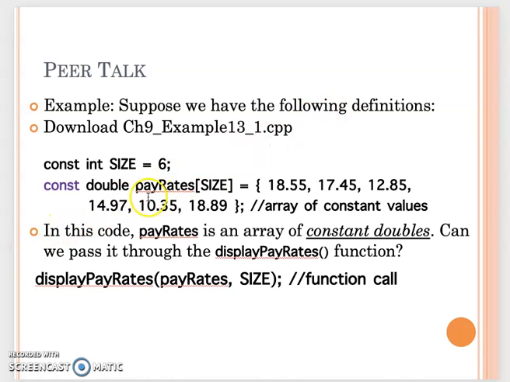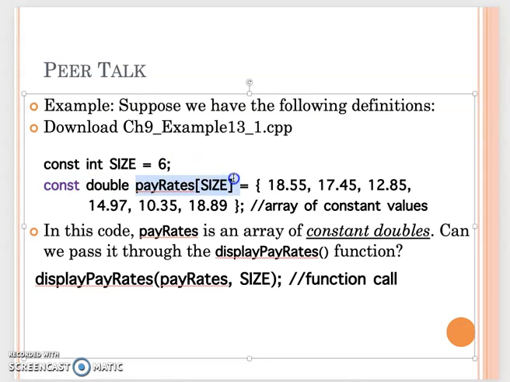Supposedly we have the pay rate. Since we already know this pay rate is fixed, I don't allow people to make the change. So one thing we can do is, how about I just declare this array with all the values as constant double. When you have a constant double array like this, what does that mean? That means once you have your array declared, all the data cannot be modified.